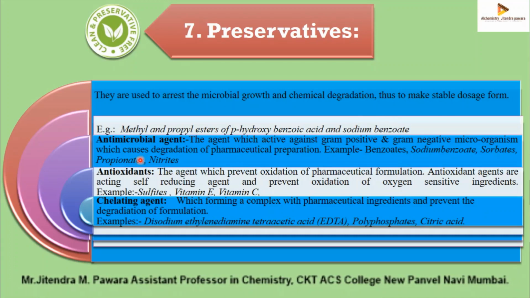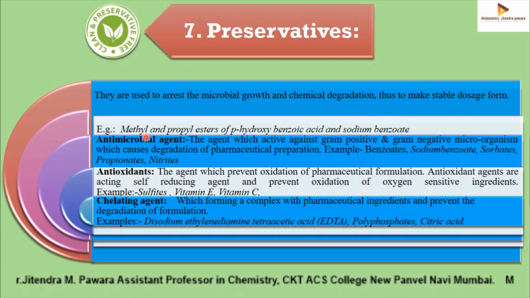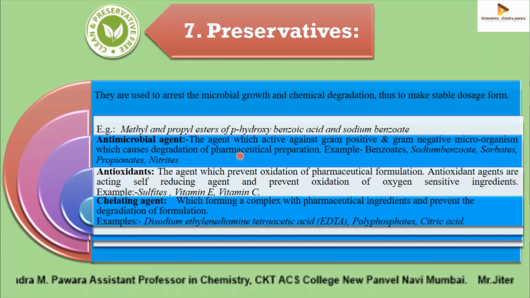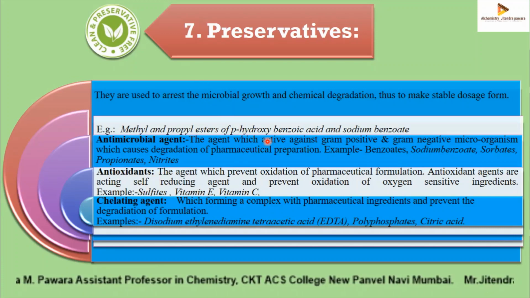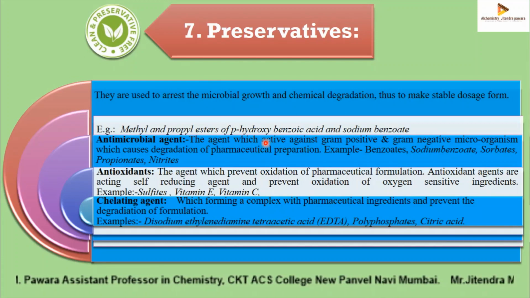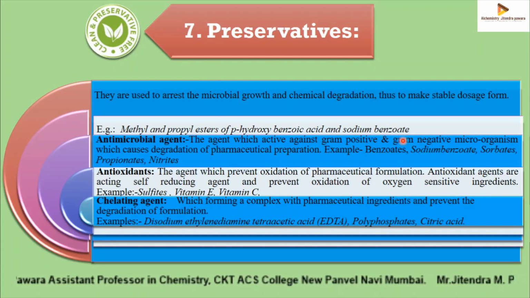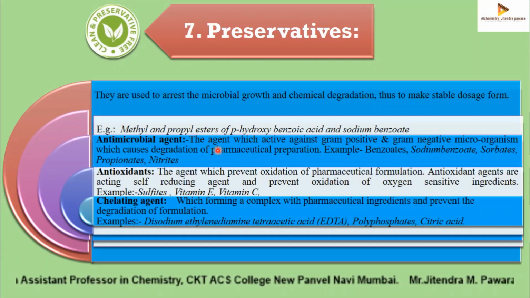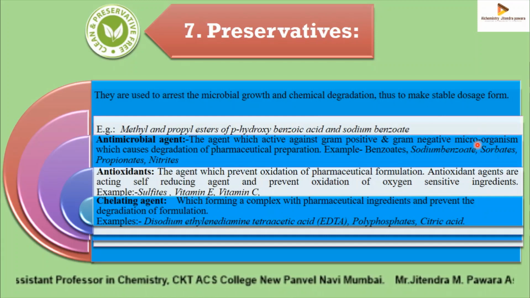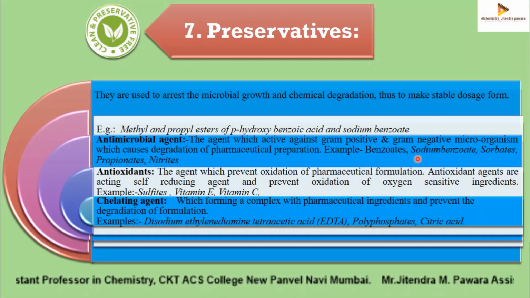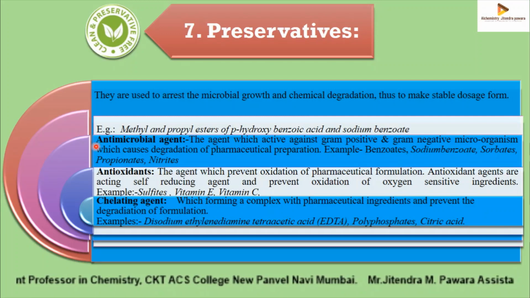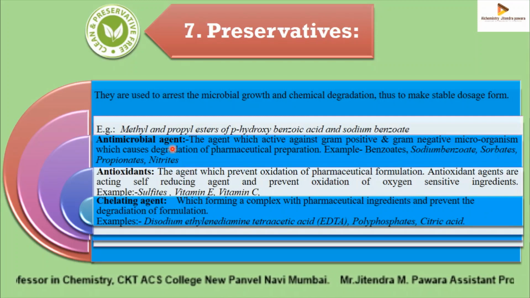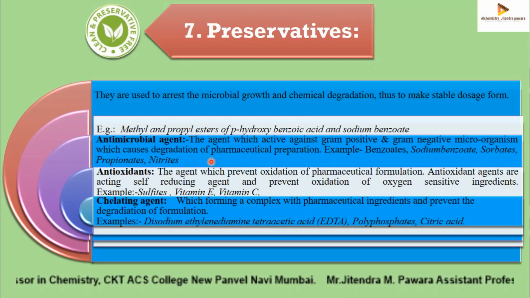So we'll see this preservative one by one: antimicrobial agent, antioxidant and chelating agent. The antimicrobial agents are active against gram positive and gram negative microorganisms which cause degradation of pharmaceutical preparation. Examples are benzoate, sodium benzoate, sorbates, propionates and nitrates. So these are the antimicrobial agents which arrest the microbial degradation of drugs.